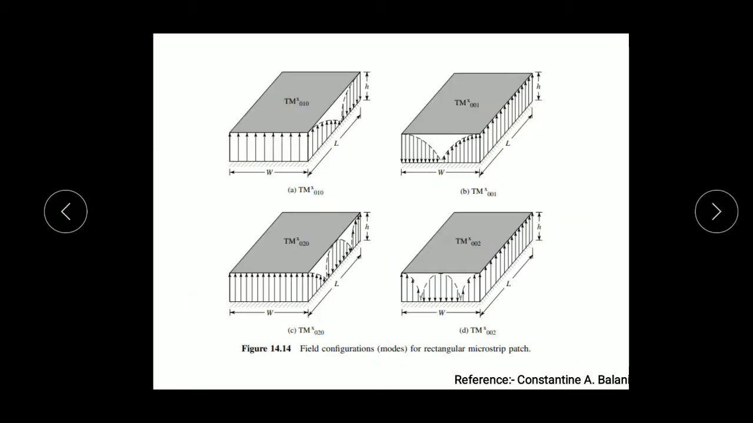These four patterns represent the number of mode patterns. Basically, this is the field configuration for a rectangular microstrip patch. This represents the TM011 mode, this represents the TM001 mode, this represents the TM020 and this represents the TM002 modes. So in this diagram, TM010, you can see the electric field lines. This is the electric field line.